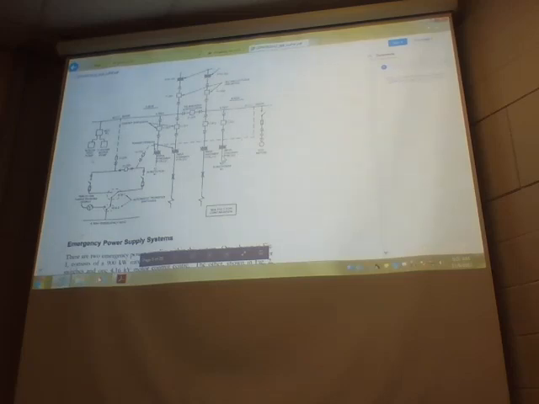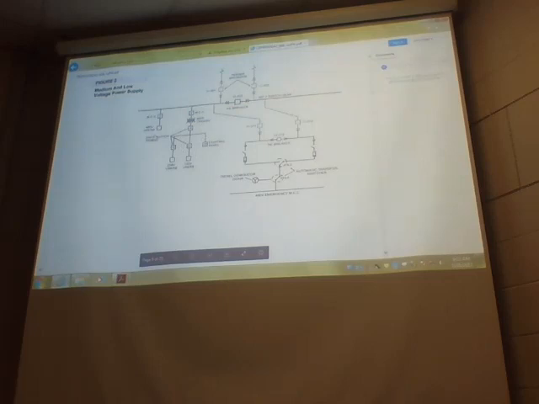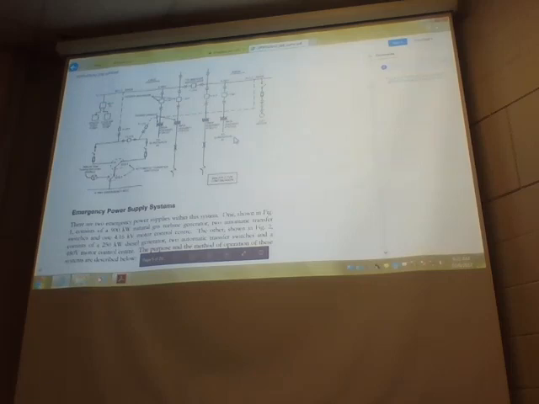Next row. Alright. 312, 311. 231 is here. So this is where the 4160 volt emergency motor control center is, and you've got a 900 kilowatt natural gas turbine generator here.